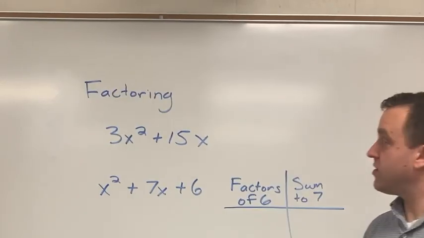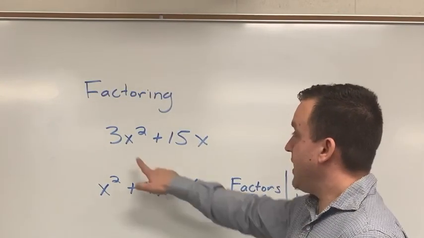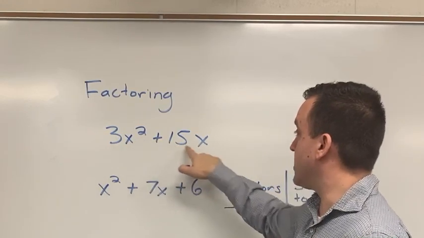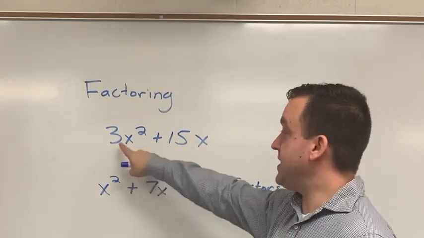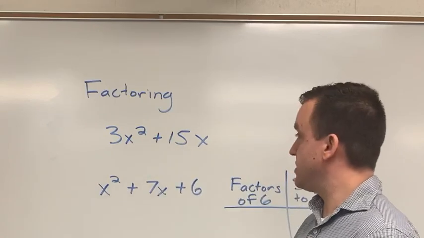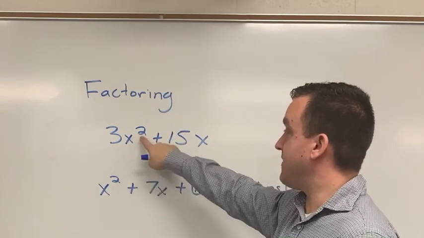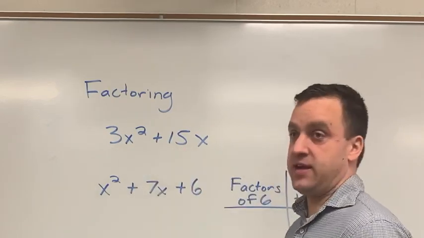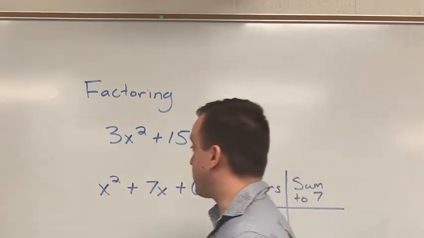So we're now ready to look at some factoring examples. In this first binomial, we see we have 3x squared plus 15x. Now we need to see what we can factor out of the numbers, and we need to see what we can factor out of the x squared and x. Looking at 3 and 15, we can take a common factor of 3 out.